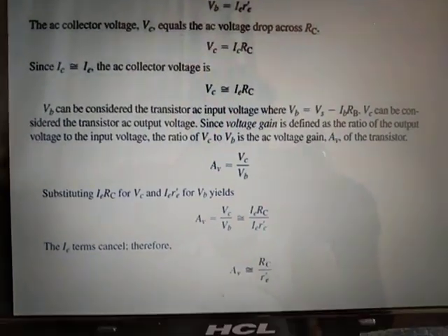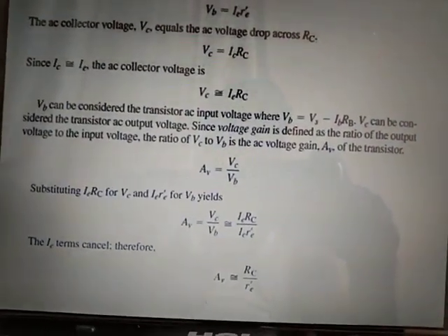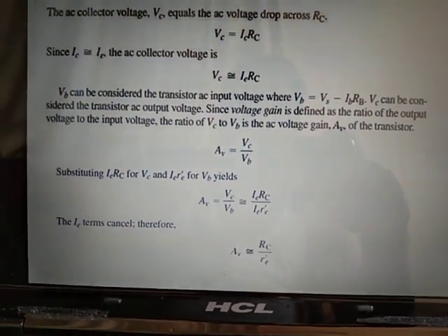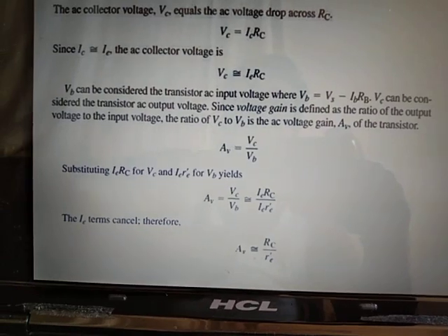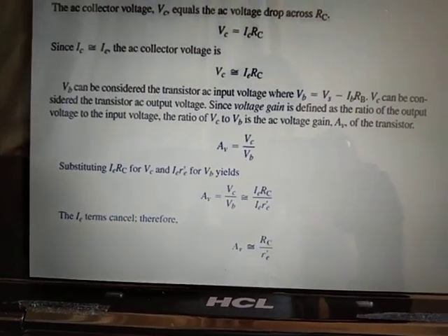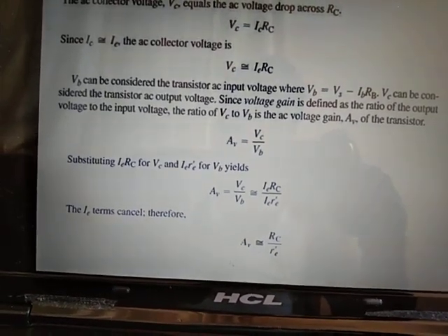In this voltage, VC can be considered with the transistor, the AC input voltage, where Vb is equal to Vs minus Ib into Rb. In this circuit, the voltage gain is defined as the ratio of the output voltage to the input voltage. The ratio of Vc to Vb is the AC input voltage.